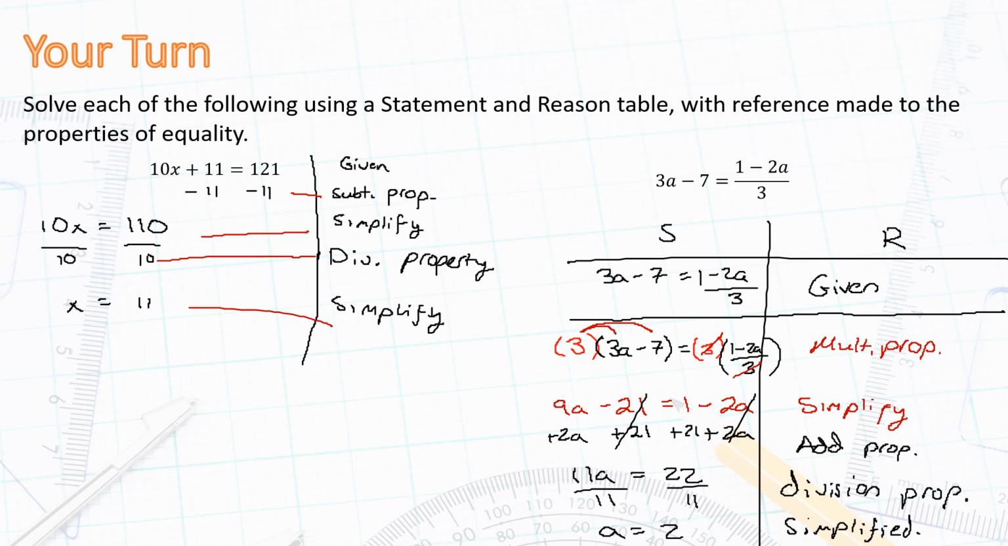Hopefully you got both of those answers, like you got the 11, you got the 2. That's great, but it's not quite fully what I'm looking for here. I'm looking for that full table. So just be expecting that if I ask you to solve something using a statement reason table and you just give me the answer, you are missing the majority of what I'm actually looking for in that question. It's great that you found the answer, but I'm looking for you to show a thought process and a system that relies on things like properties of equality.